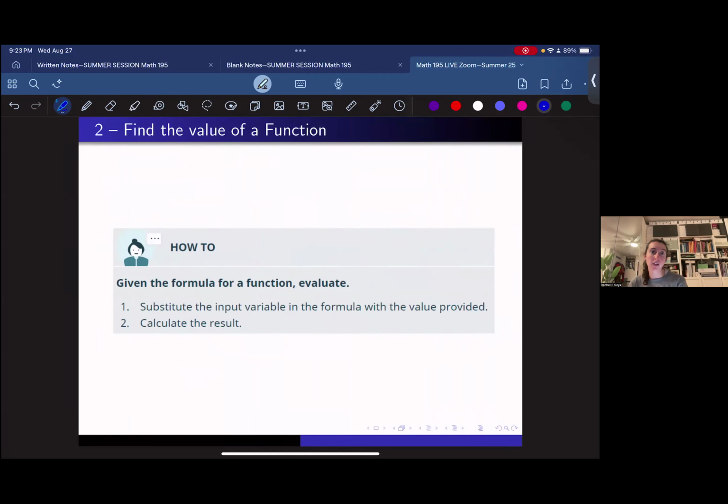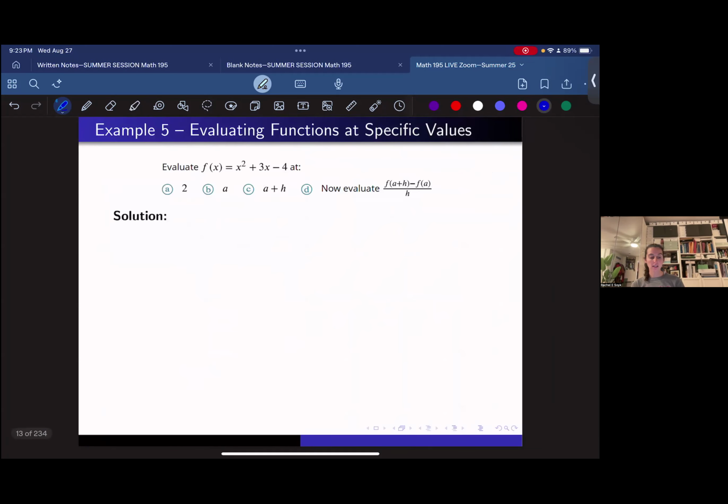Second objective, finding the value of a function. And this section, I will say, students usually pick up very quickly on, so it won't be too bad. We simply are given our input value and we just want to plug it into our function to spit out our output and simplify. So in this example 5, we have 4 different parts, A, B, C, and D.